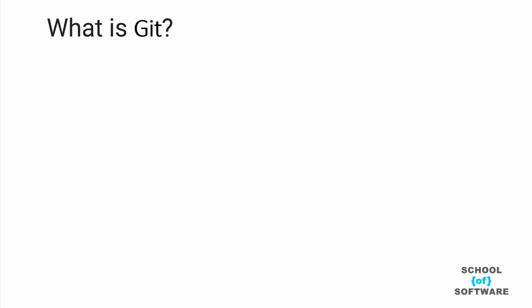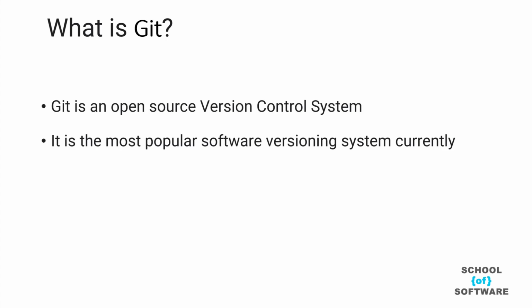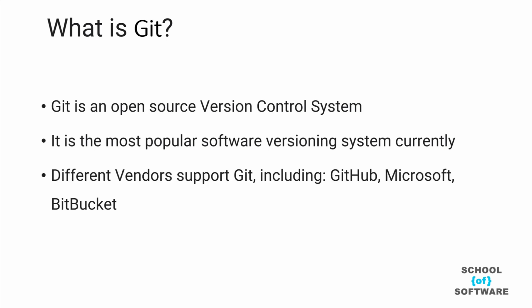So what is Git? Git is an open source version control system. Another way to say that is it's a way to version our source code, or technically you could version any kind of file, including text files or other files. Sometimes Git can also be used in other industries. It doesn't have to be used in software engineering, but it is mostly used in software engineering. It's one of the most popular software versioning control systems currently used.